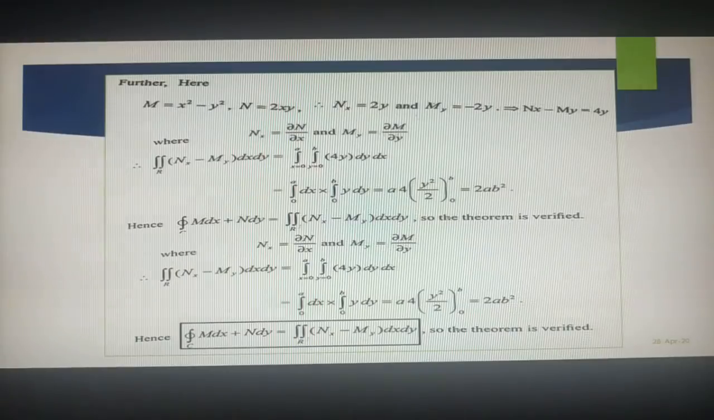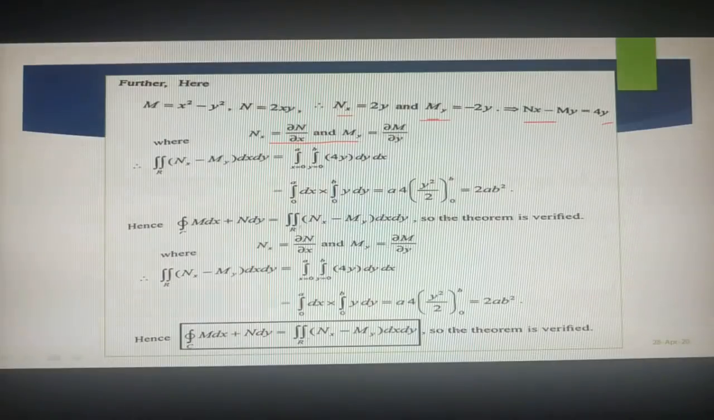So ∂M/∂y, that is nothing but M_y. This is another notation: N_x means ∂N/∂x. So we'll just subtract N_x minus M_y, right? We'll just subtract, and we got this result.